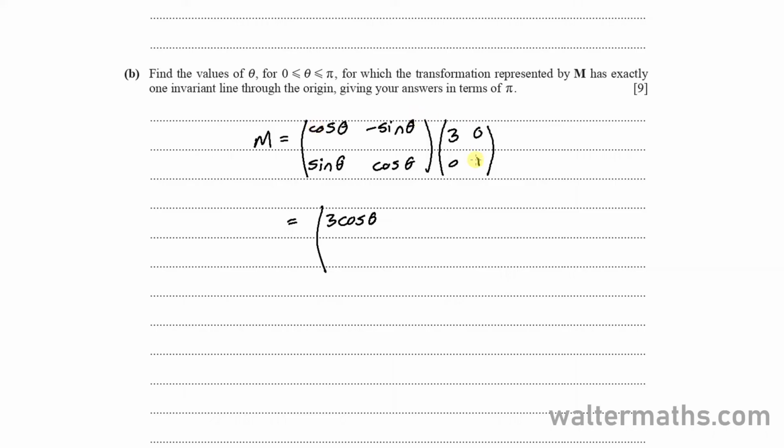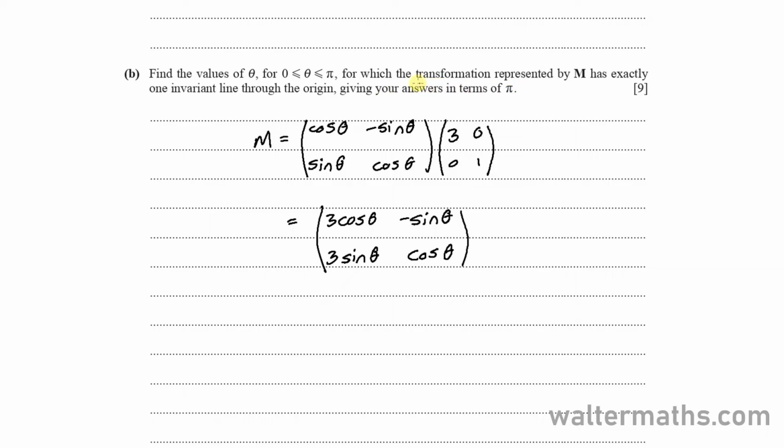Next we go row and this column. So that's cos theta times 0, which is 0, and minus sine theta times 1, which is minus sine theta. Then lower row and first column, that's sine theta times 3, which is 3 sine theta, plus cos theta times 0, which is 0. And lastly, we have sine theta times 0, which is 0, plus cos theta times 1, which gives us cos theta here. So this is the matrix M.